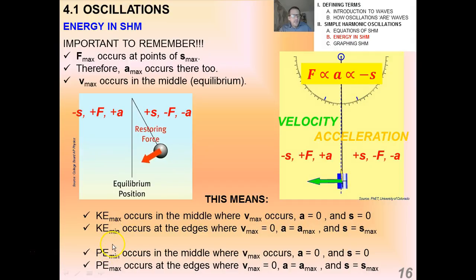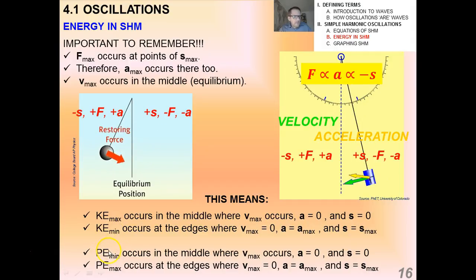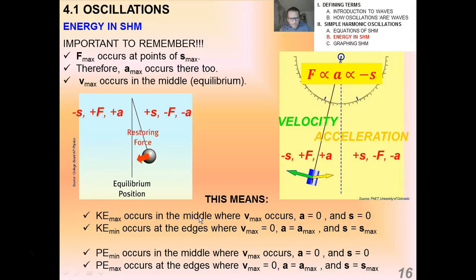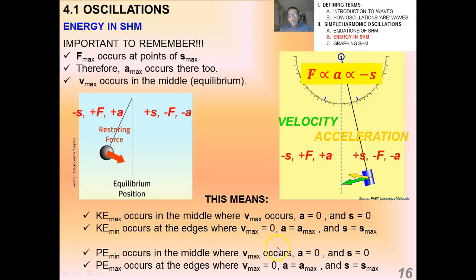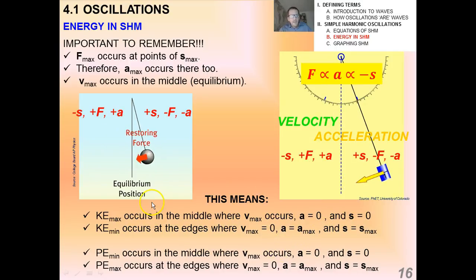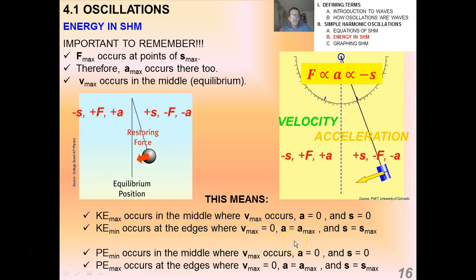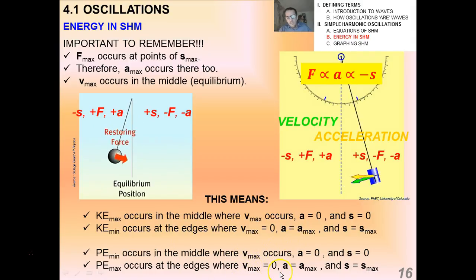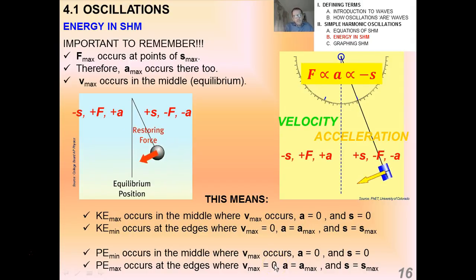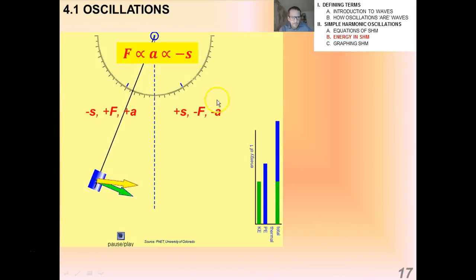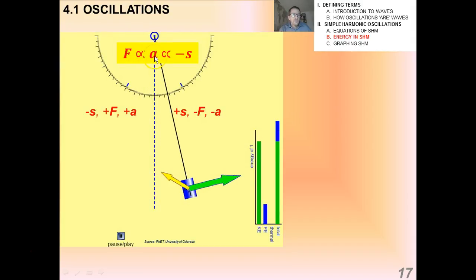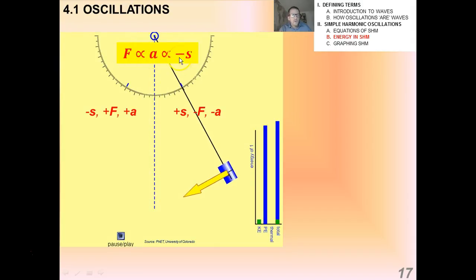Now, in contrast, the potential energy, I'm talking about gravitational potential energy. The minimum potential energy occurs in the middle because that's at its lowest point. The maximum occurs at the edges because it's at the highest point. And you can put the pieces together. So minimum potential energy is where maximum speed occurs. Maximum potential energy is where minimum speed occurs. It's just like the idea, in that sense, of throwing a ball up and down. So again, F is proportional to a by Newton's second law, which is proportional to negative s.